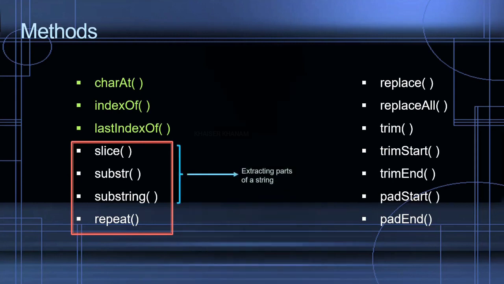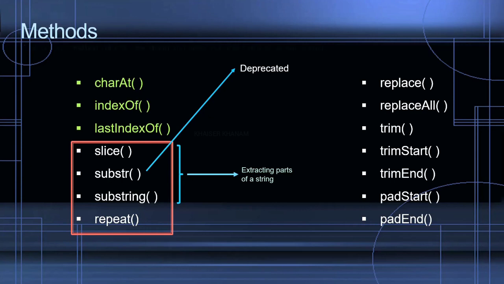Now these 3 methods are used to extract part of the string. If I have apple and I just want pp, I can extract that part of the string. For that, these 3 methods are used. And when it comes to this substr, this is deprecated, so we are not going to see much about it, but we will see how it works.